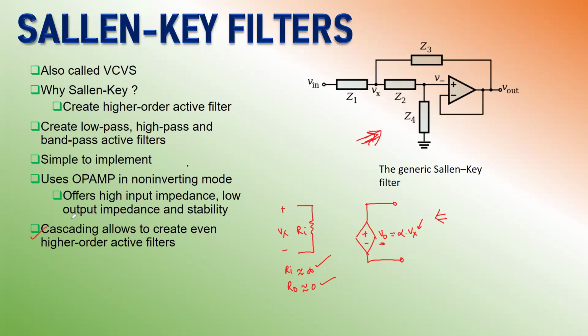Now, we can use the cascading of Sallen Key filters to create even higher order filters. So we can go for third order, fourth order, and nth order, and so forth. So that's the basic understanding of the Sallen Key filter. Before I take you to the next slide, let me show you how this circuit is configured right over here.